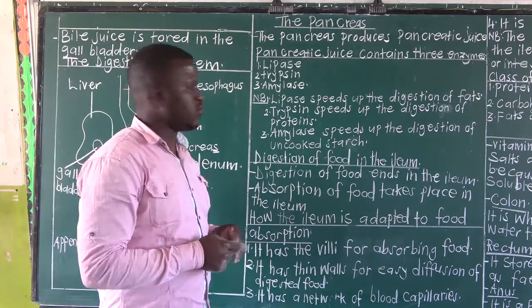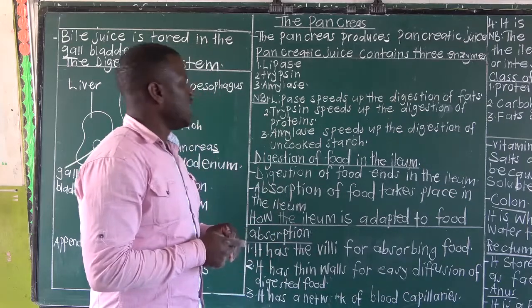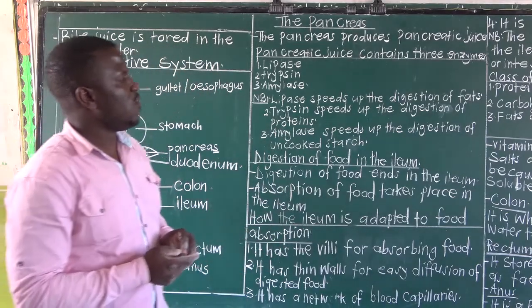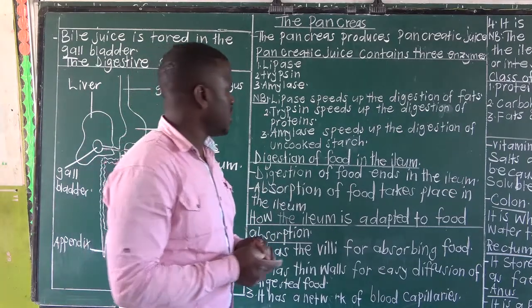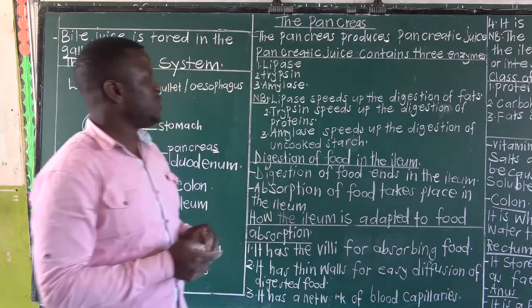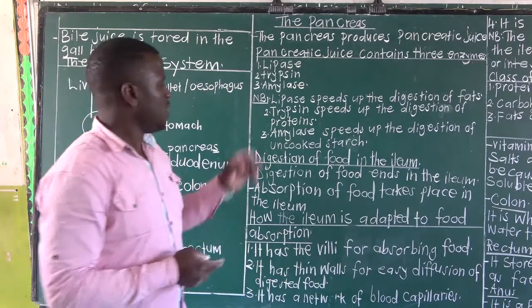Let's look at functions of each. How is lipase important? Lipase speeds up the digestion of fats. Trypsin speeds up the digestion of proteins.